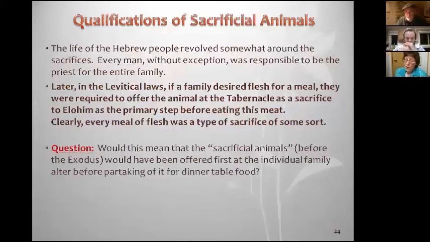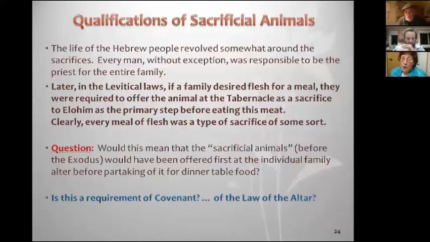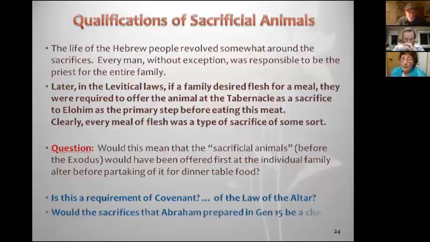So here's the question. Would this mean that the sacrificial animals before the Exodus would have been offered first at the individual family altar before partaking of it for dinner table food? That is an important question in this study. Is this a requirement of covenant, of the law of the altar? I'm just asking some questions for you to think about. Here's another question. Would the sacrifices that Abraham prepared in Genesis 15 be a clue?